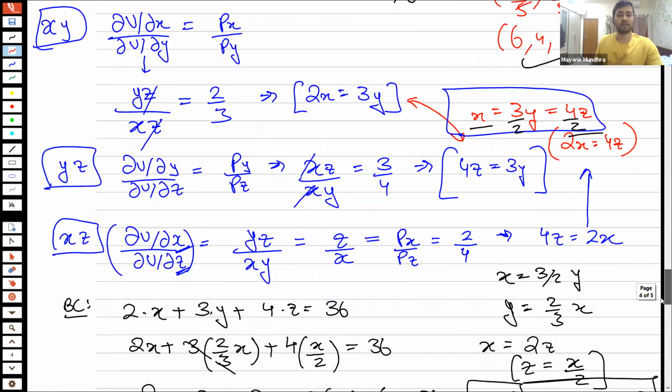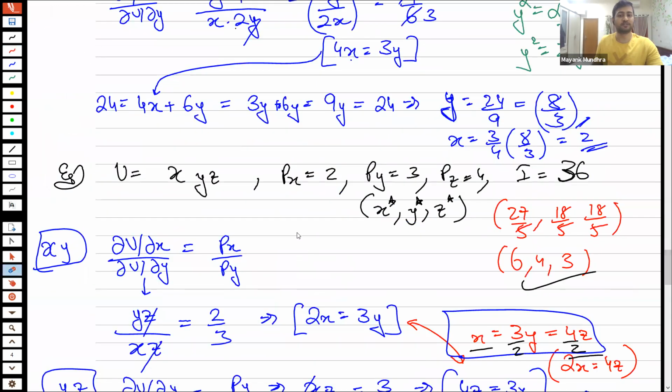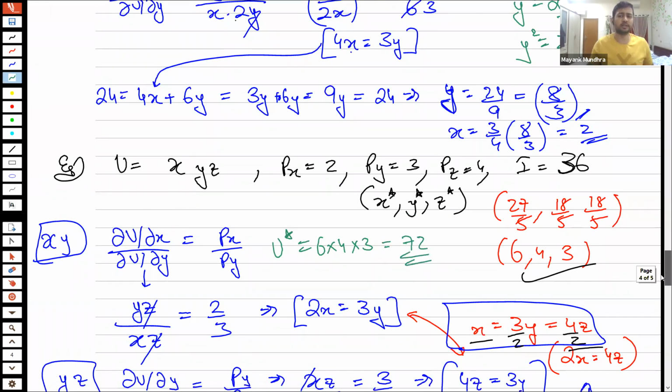In this other case, the optimal bundle was 6, 4, 3. So the optimal utility U star would be 6 into 4 into 3, which is equal to 72. So this is the optimal utility.